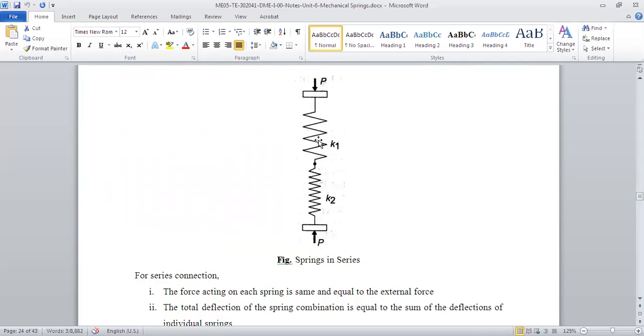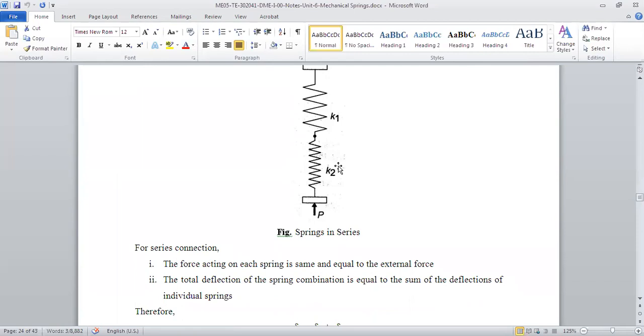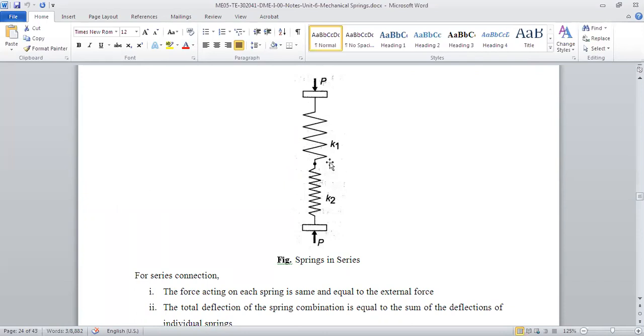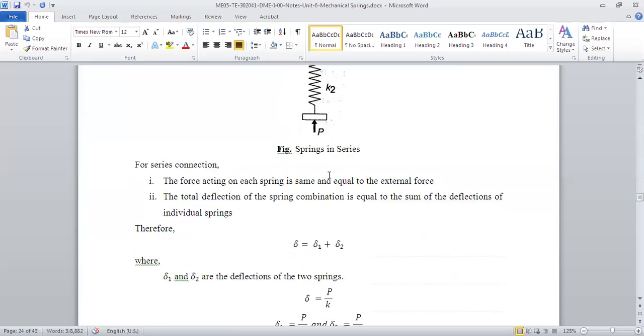But the deflection of each spring will be different, and total deflection will be equal to deflection of spring 1 plus deflection of spring 2. So these are the two basic things. If you look at the diagram, you can easily conclude two things: deflection of 1 plus deflection of 2, combined, will be the deflection of the total spring system, and the force is uniform, equal to the external force. So if we put these things in a formula, we get delta equal to delta 1 plus delta 2.